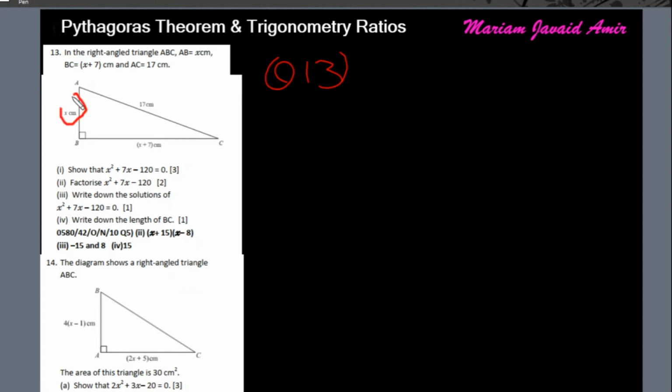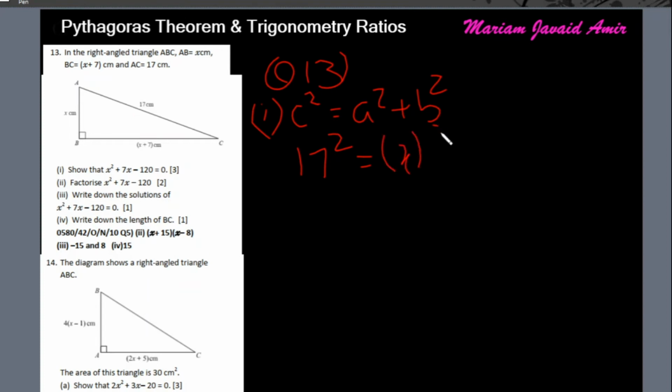We have three sides of a right angle triangle given, and we know a formula that connects these three sides, which is c square equals a square plus b square, called the Pythagoras theorem. So I'll apply that here. I'll write 17 square. C is always the hypotenuse, which is opposite to the right angle, equals x square plus x plus 7 whole square. So what is 17 square? 17 square is 289.